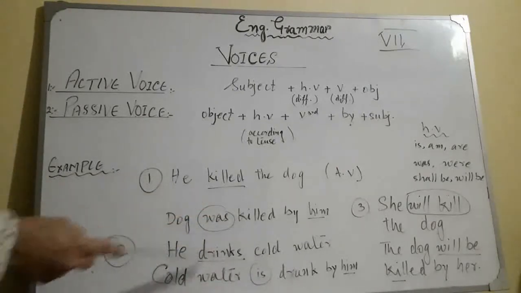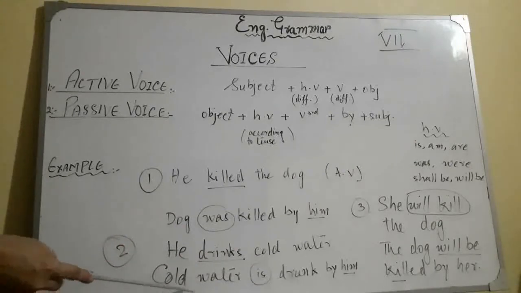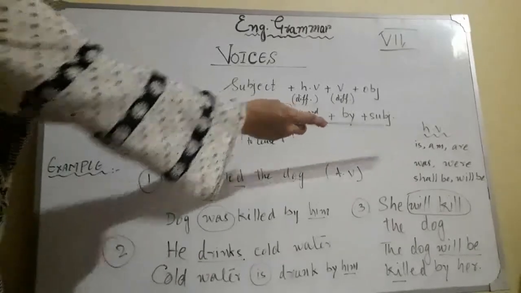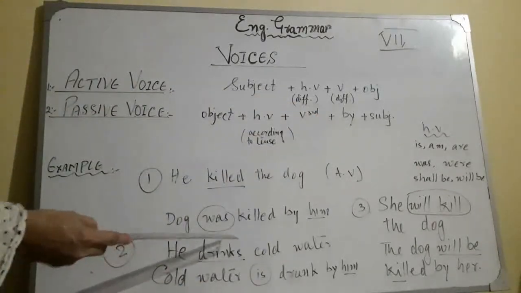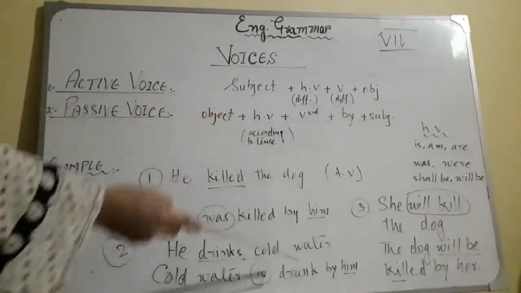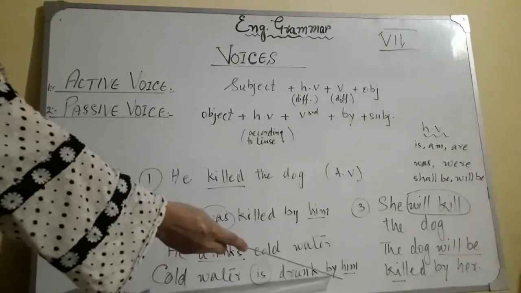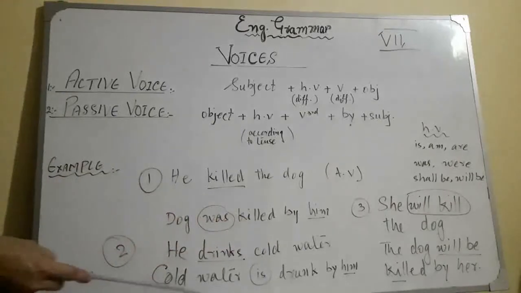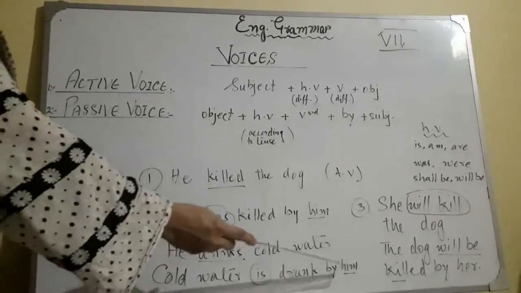How will you change it? The object comes at the beginning in passive voice. Cold water, because it is present, that's why we will use present tense helping verb is, then according to the formula, third form of the verb, preposition, and then our subject. Cold water is drunk by him.